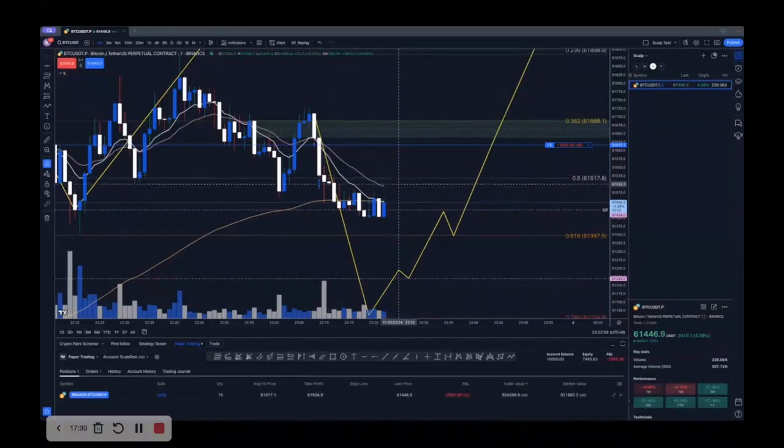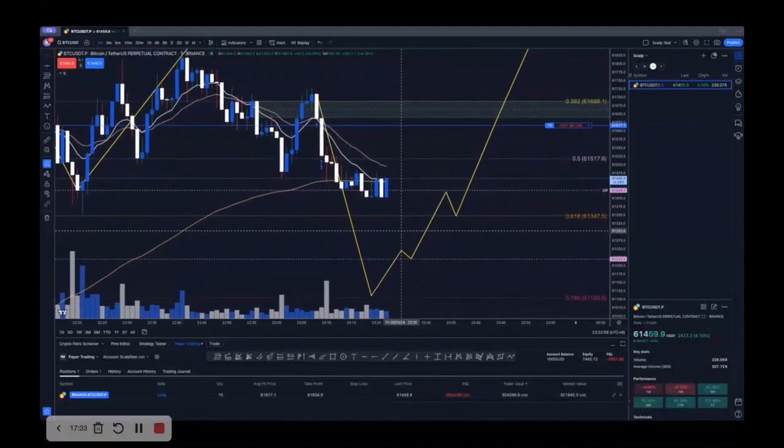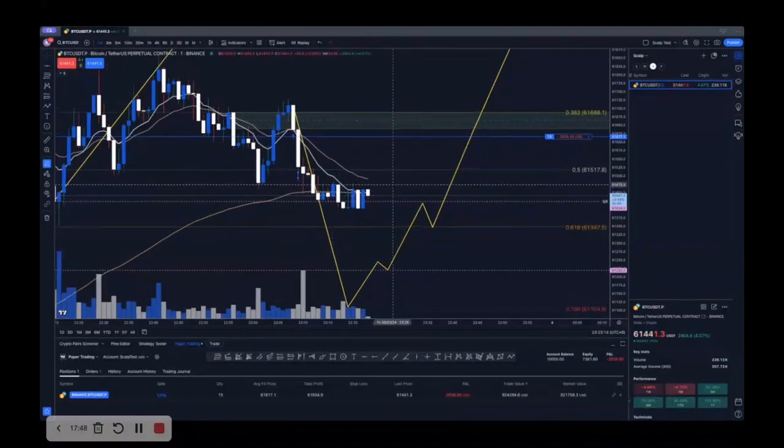That's good. This is exactly what ranging means, you guys. Consolidation, right? It's ranging along this line of support and resistance. So that means the more it ranges, the more explosive it gets when it breaks out.